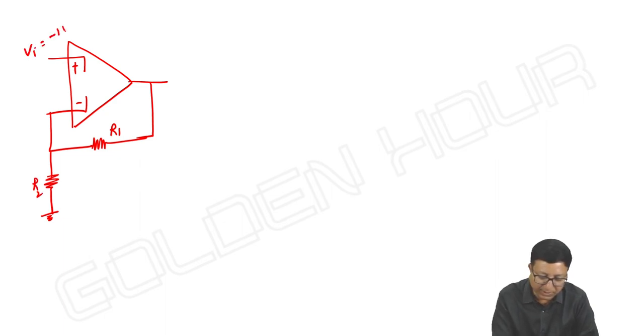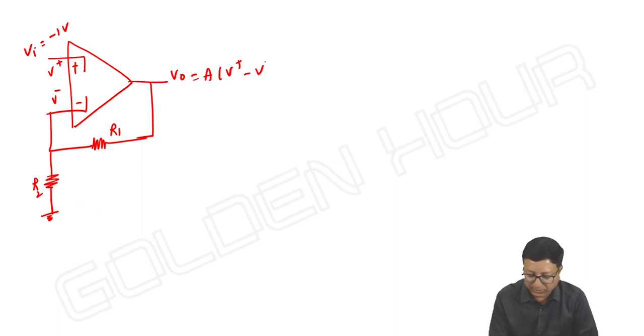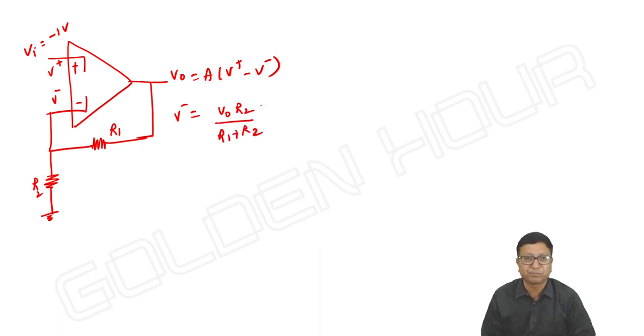V input is minus 1 volt. You just take that also. Doesn't matter. Okay. Everything remains the same. V output is equal to A into (V plus minus V minus), and V minus is equal to V output into R2 by R1 plus R2. These two equations do not change.